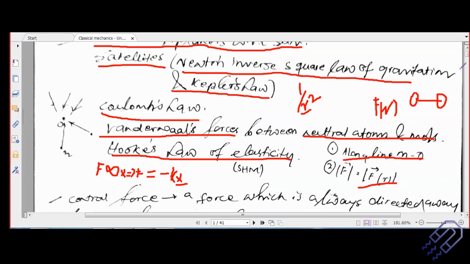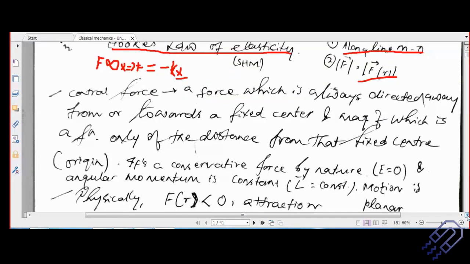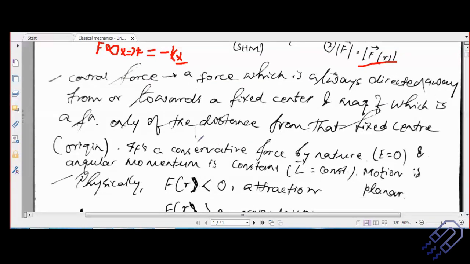You've seen so many examples, so can we just define the central force? If I go for a simple definition, I can say what a central force is.